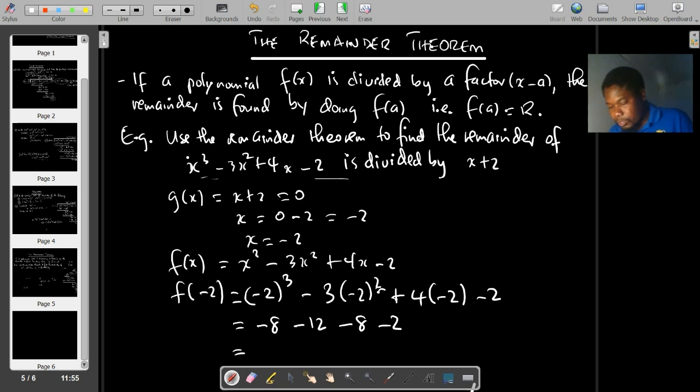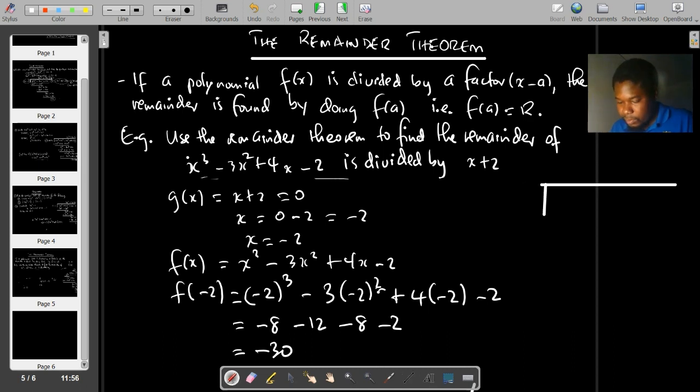So what you get here is negative 8, negative 12 is negative 20. Negative 20, negative 8 is negative 28, negative 2 is negative 30. That's what you get as your remainder: negative 30. Okay, so let's prove that by long division.